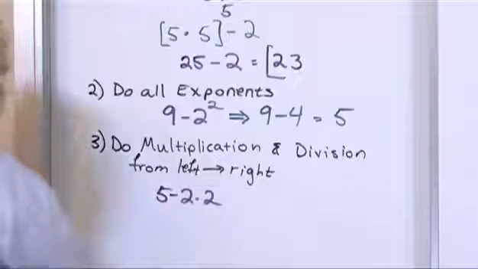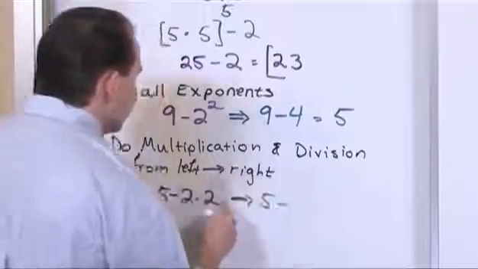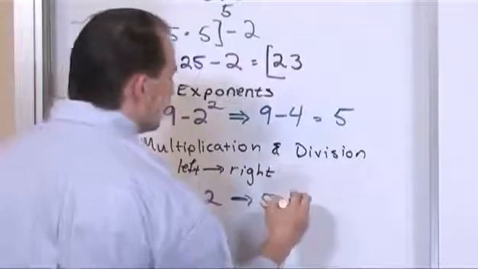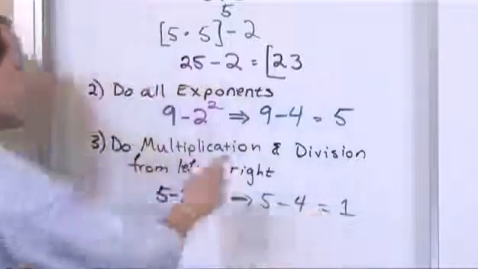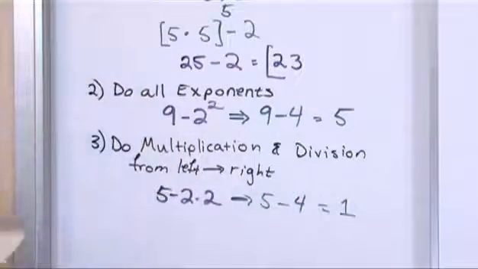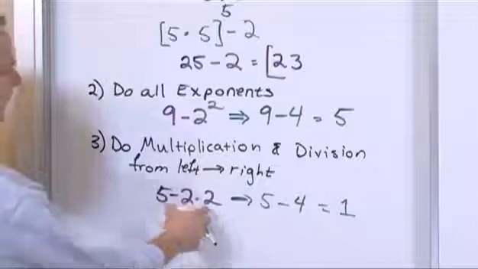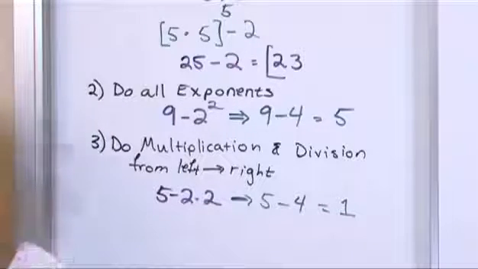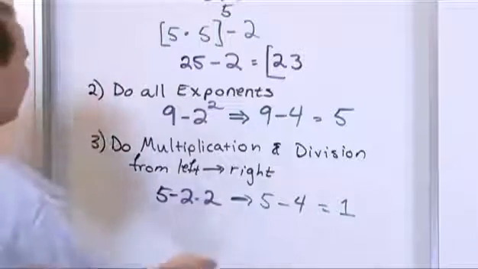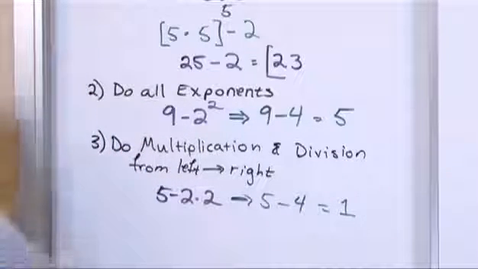So in order to do this problem right, what you would have is 5 minus, and then you do the multiplication. 2 times 2 is 4, and then you can simplify this. 5 minus 4 is 1. So this is the correct answer to get the number 1. If you did it the other way, 5 minus 2 is 3, and 3 times 2 is 6. It's completely the wrong answer. So there's really no shade of gray here. You can't mix and match the order. You must do them in this order, and if you don't, you're just going to get the wrong answer.